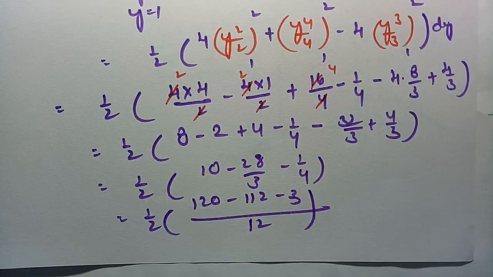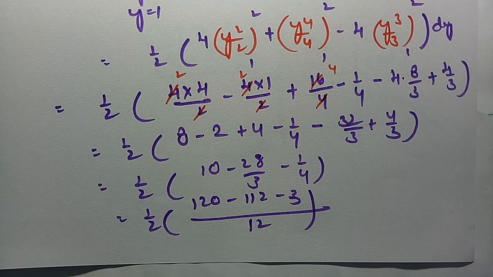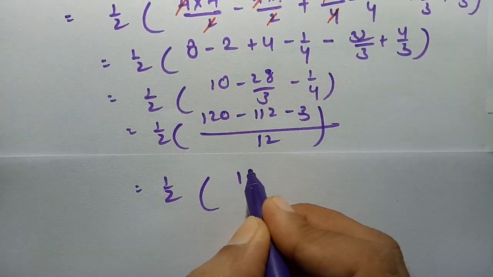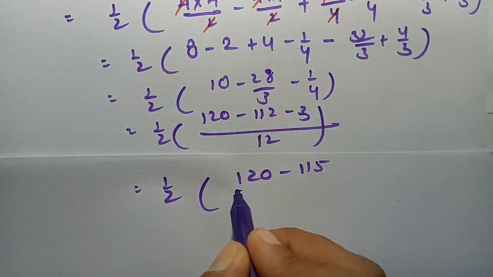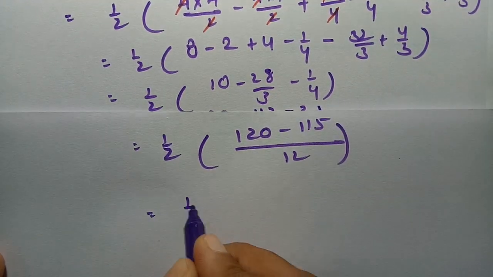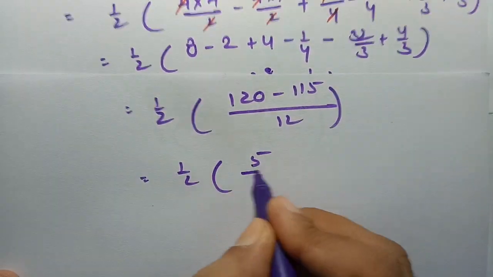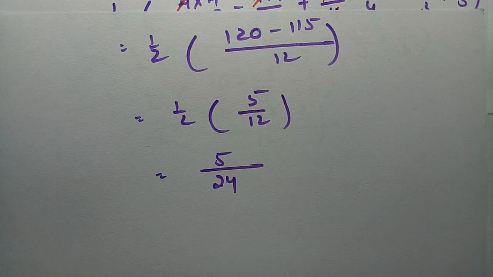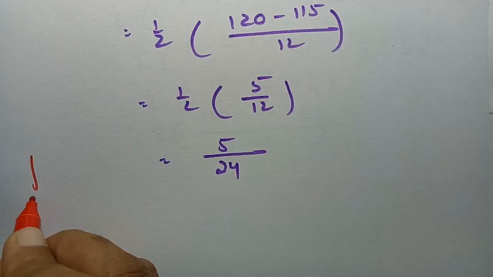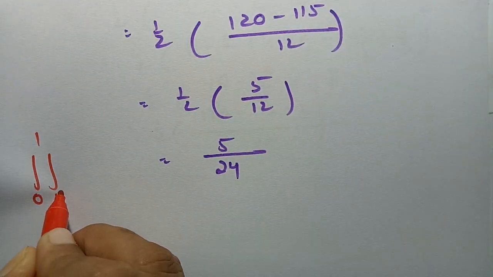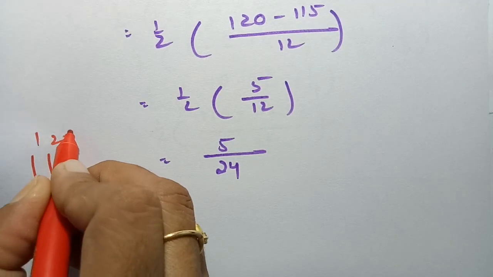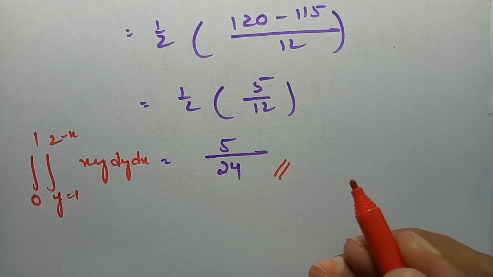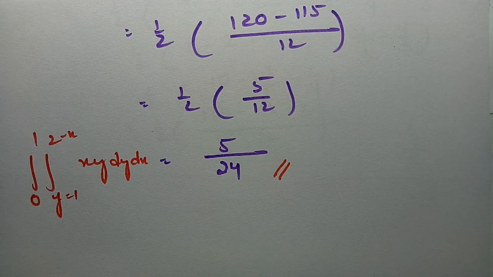And if you observe this one, this will be half times of, this is 120 minus 115 by 12, which is equal to half times of 5 by 12, and this value is 5 by 24. So what is this value actually? Actually this value is, x from 0 to 1, and y ranges from 1 to 2 minus x, xy dy dx, the value is 5 by 24. This is how we have to solve this problem.